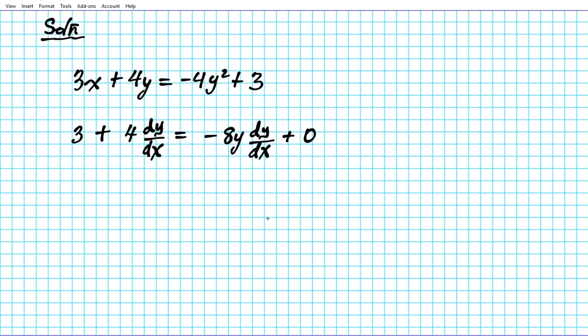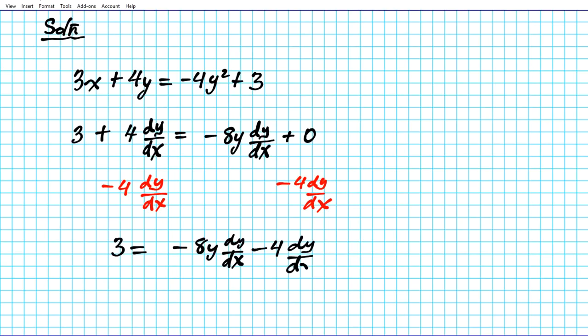What we're going to do now is collect all the terms with dy dx to one side, and every other term goes to the other side, and then we'll factor out dy dx and have it isolated. So let's go ahead and collect all the terms with dy dx. So we can just subtract 4 dy dx from both sides just to save time. Okay, and then we're going to have 3 equals negative 8y dy dx minus 4 dy dx.